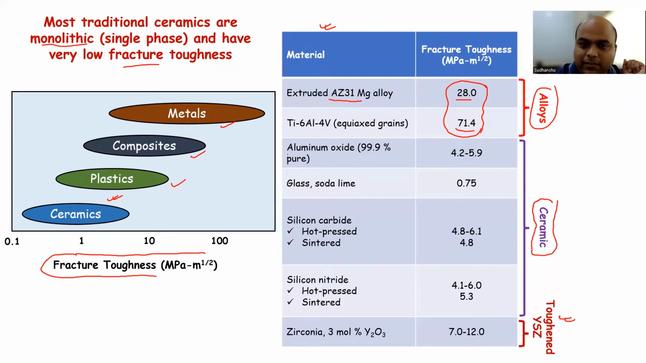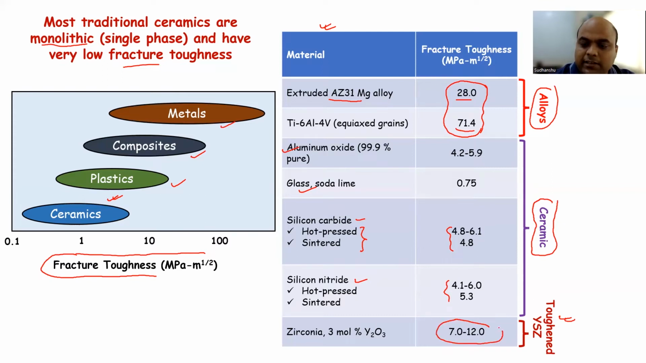And if you see ceramics, such as aluminum oxide, soda lime glass, and silicon carbide, either hot pressed or sintered, depending upon the processing conditions your fracture toughness might also vary. Silicon carbide varies from 4.8 to 6.1 depending upon the processing condition. Similarly, silicon nitride is 4.1 to 6. But ceramics have lower fracture toughness as compared to metals and alloys, right?